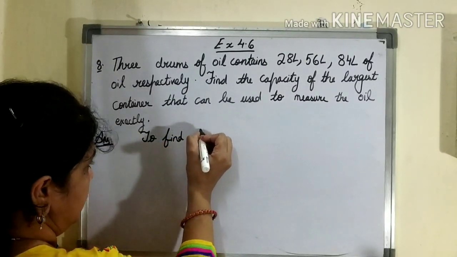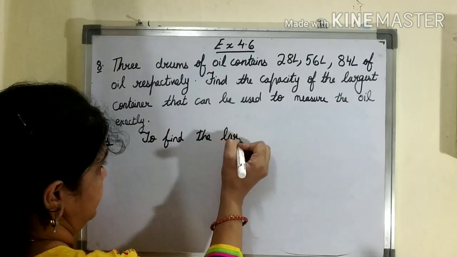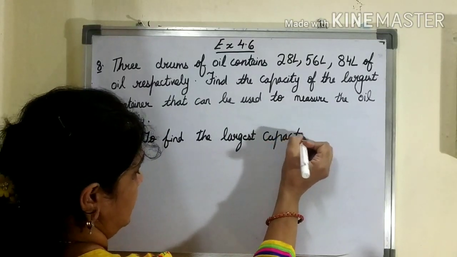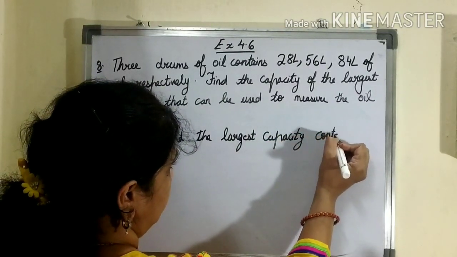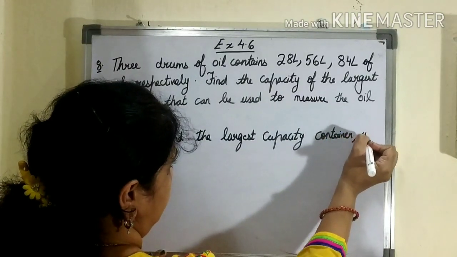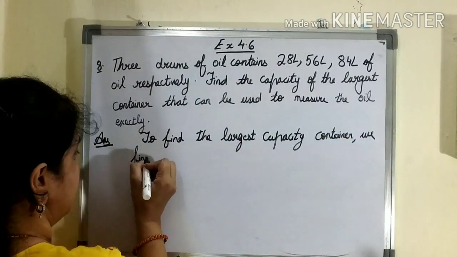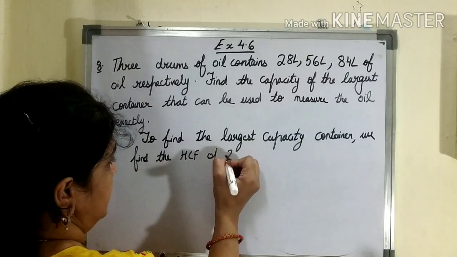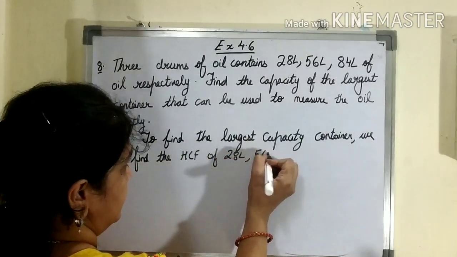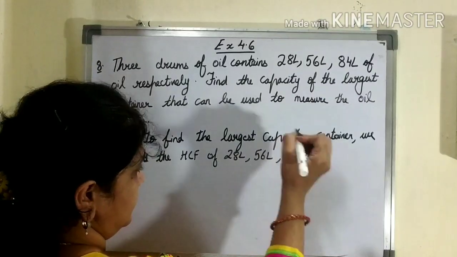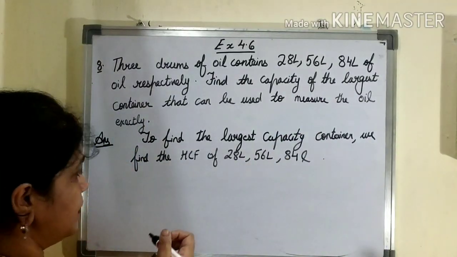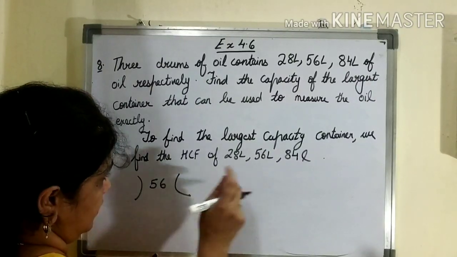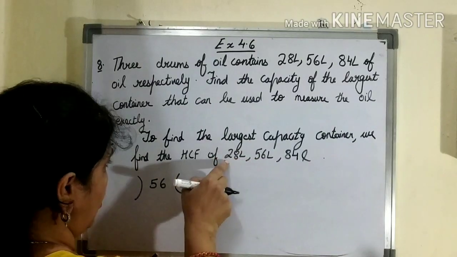Okay. In this question we will find it in this way. To find the largest capacity container, we find the HCF of 28 liters, 56 liters and 84 liters. Okay. Now here we can find the HCF by any of the methods. I am doing it by the long division method. In the long division method we take the largest one and the smallest one as the divisor.